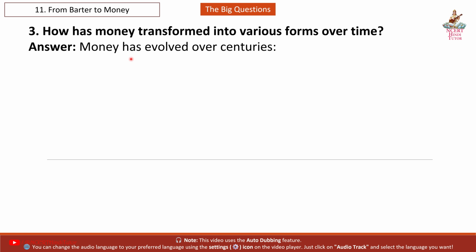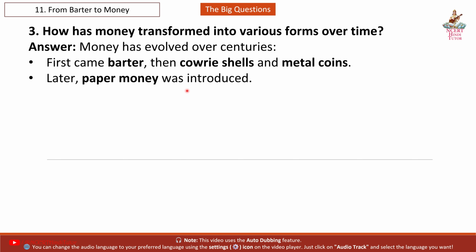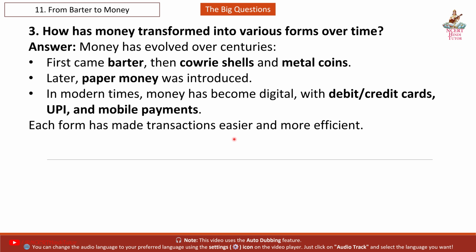Question 3. How has money transformed into various forms over time? Answer. Money has evolved over centuries. First came barter, then cowrie shells and metal coins. Later, paper money was introduced. In modern times, money has become digital with debit, credit cards, UPI, and mobile payments. Each form has made transactions easier and more efficient.